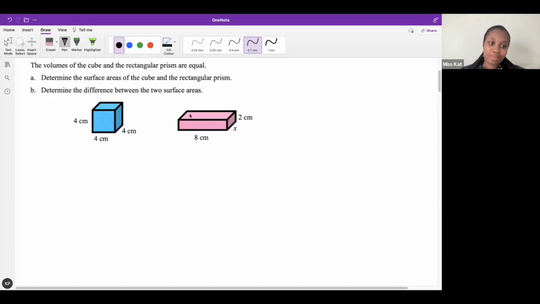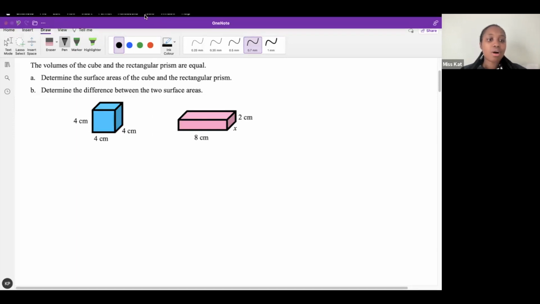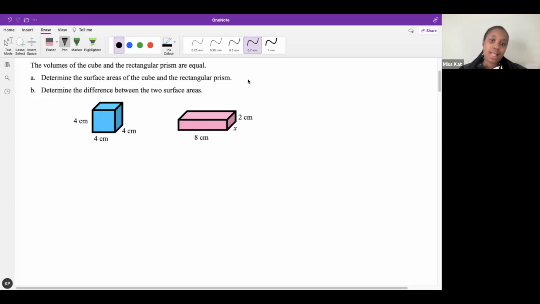Here we have two shapes. Okay, we have a cube and we have a rectangular prism. Remember, a cube just means all of the faces are the same size. They are the same shape, which is a square, right? So in a cube, the length and the breadth and the height will all just be the same. That's it. So now they say to you, the volumes of these cubes are equal. The volumes are equal. What do you think we're going to do with that information, guys?